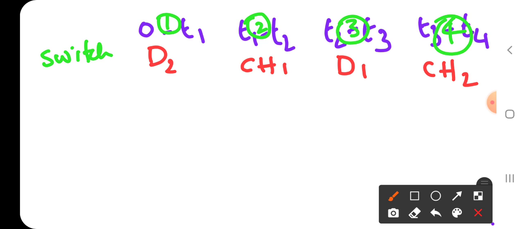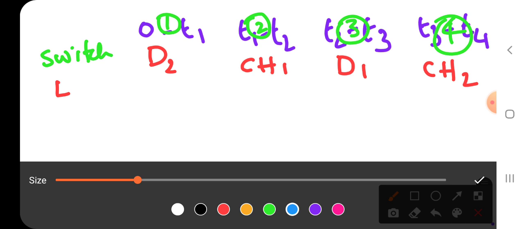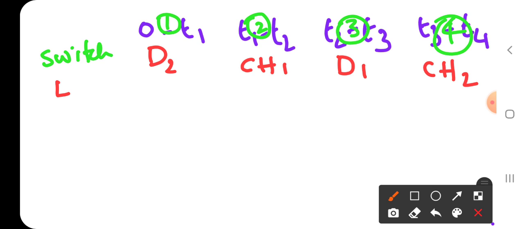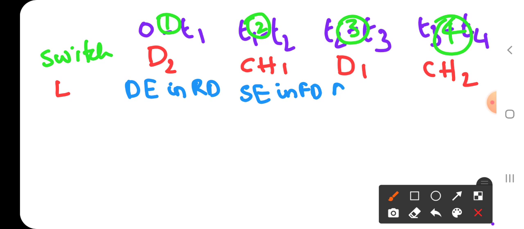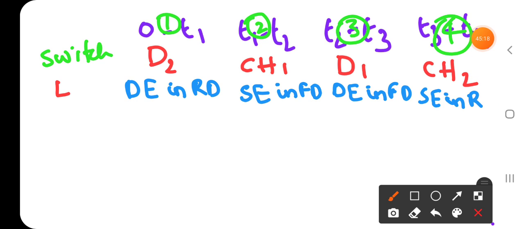Next, what about the inductor? In mode 1, it discharges energy in the reverse direction. In mode 2, it stores energy in the forward direction. In mode 3, it discharges energy in the forward direction. In mode 4, it stores energy in the reverse direction. This is about the inductor.